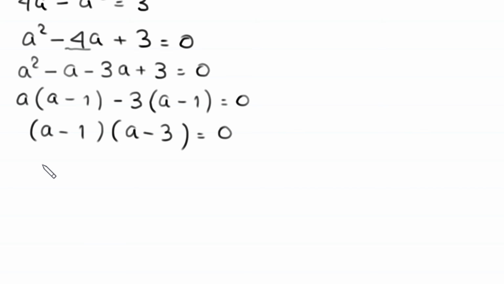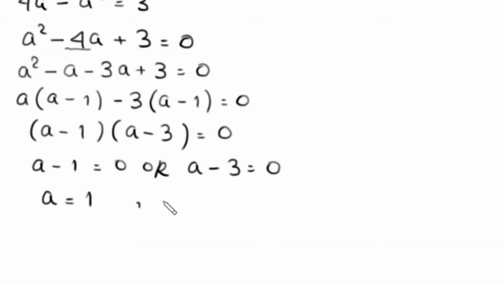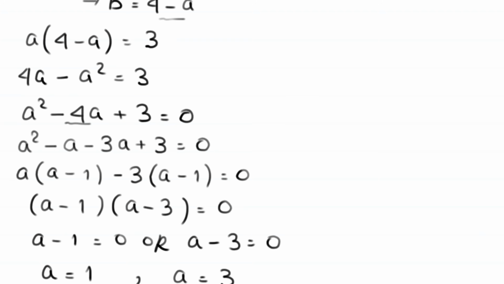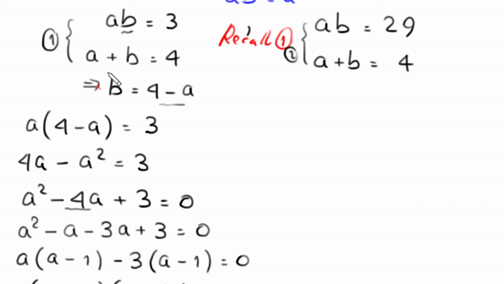Either this expression a minus 1 equal to 0 or this expression a minus 3 equal to 0. From this equation a will be equal to 1, and from this equation a will be equal to 3. To find the values of b, we use this equation. B is equal to 4 minus a.